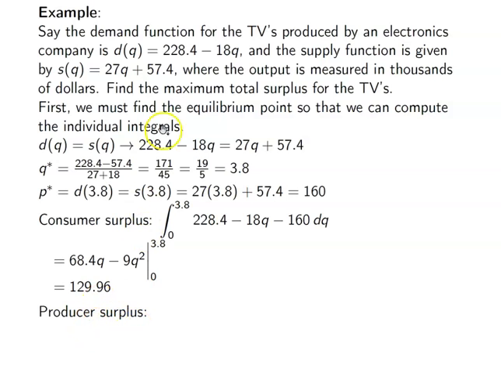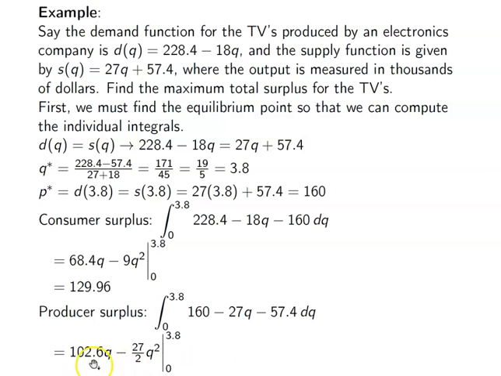The producer surplus is found the same way. I take P star and I subtract from that my supply function. Again, I can combine my like terms, which gives 102.6 minus 27Q. Once I integrate this, again, plugging in 0, it goes away. So I just plug in 3.8 to both terms, and I get 194.94.